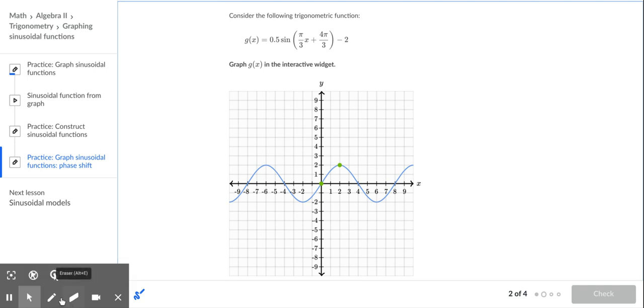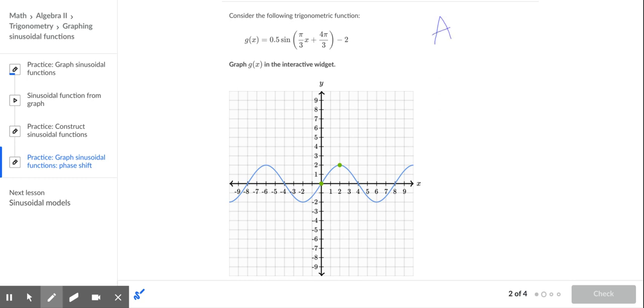So first, we're going to look at the equation and find all of our pieces. So we need amplitude, we need midline, we need period, and we need the phase shift, which is our right to left movement, right? So amplitude is easy, 0.5. Midline, also easy, y equals -2.